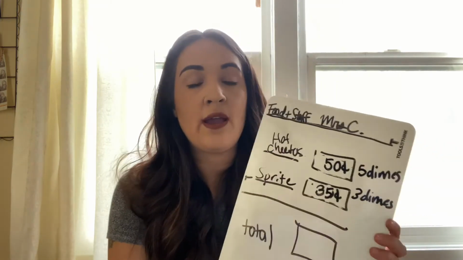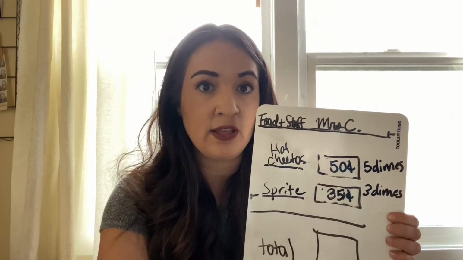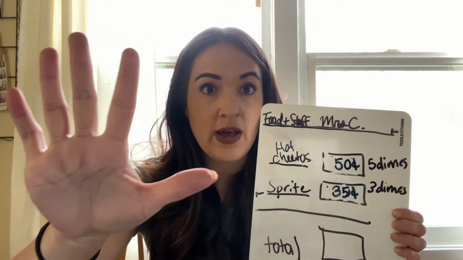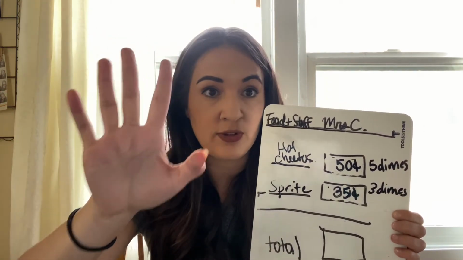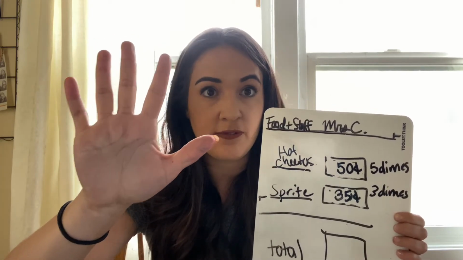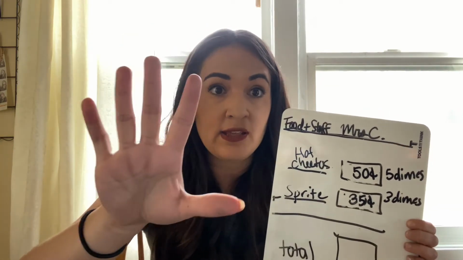Now we need to get to 35 cents. So how many ones do we need to count to get to 5? Let's see. 1, 2, 3, 4, 5. We counted it 5 times to get to 35. 31, 32, 33, 34, 35. 5 times. Okay, so that means we need 5 pennies to make 35 cents.